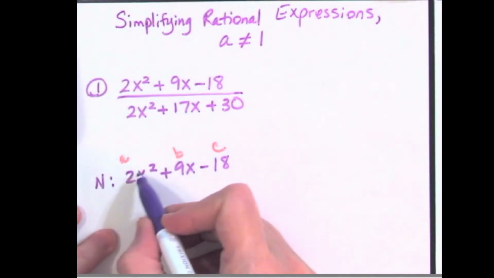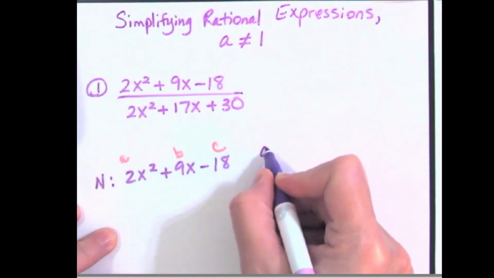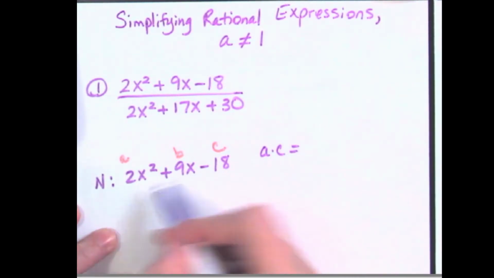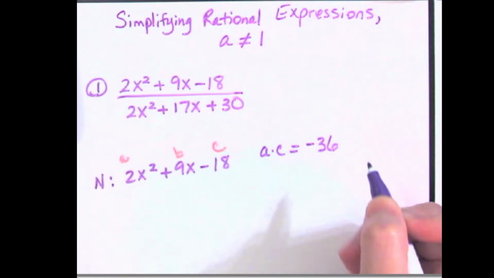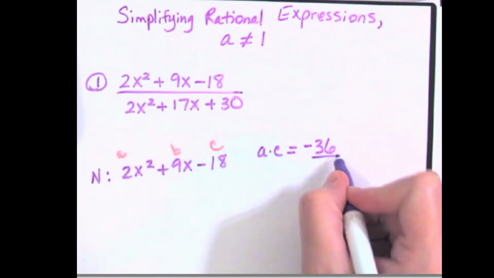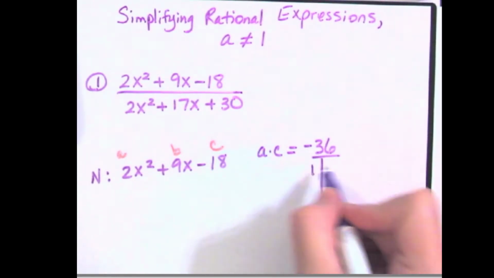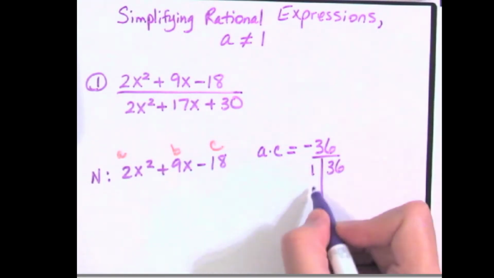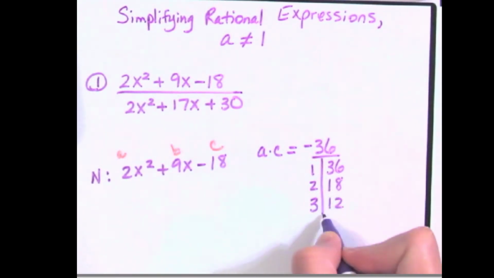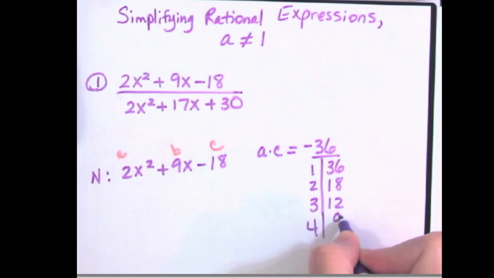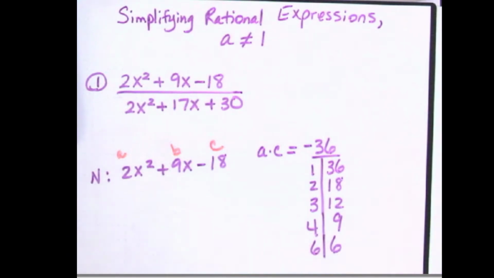So we're going to need to multiply a times c. And 2 times negative 18 is negative 36. So we need to list factors of 36. It'll be 1 times 36. 36 divided by 2 is 18. 36 divided by 3 is 12. 36 divided by 4 is 9. And then 6 times 6 is 36.